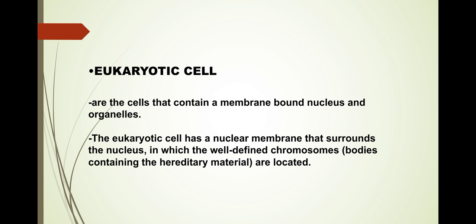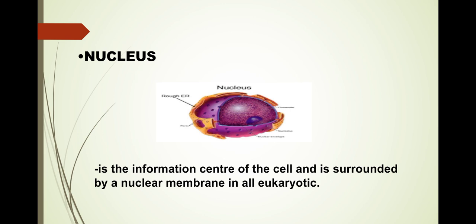There are also parts of eukaryotic cell. First one is nucleus. Nucleus is the information centre of the cell and is surrounded by a nuclear membrane in all eukaryotic cells. Nucleus is the most prominent organelle in a cell. Eukaryotic cells have a true nucleus, which means the cell's DNA is surrounded by a membrane. Therefore, the nucleus houses the cell's DNA and directs the synthesis of proteins and ribosomes.